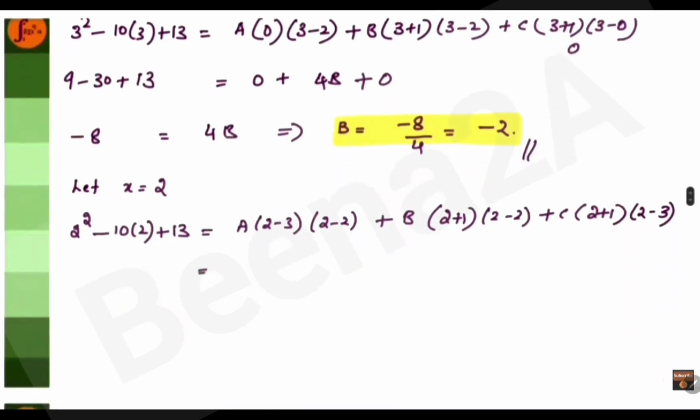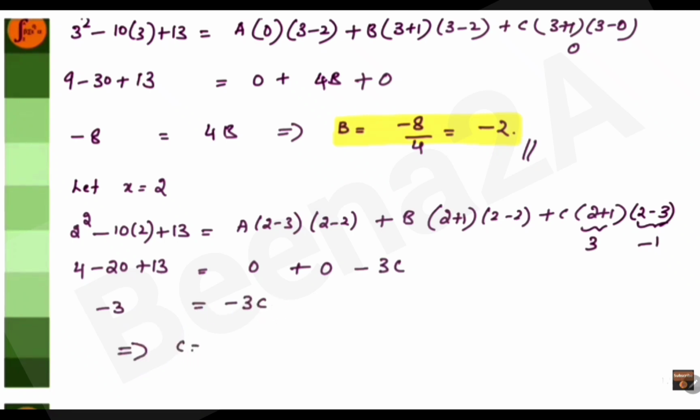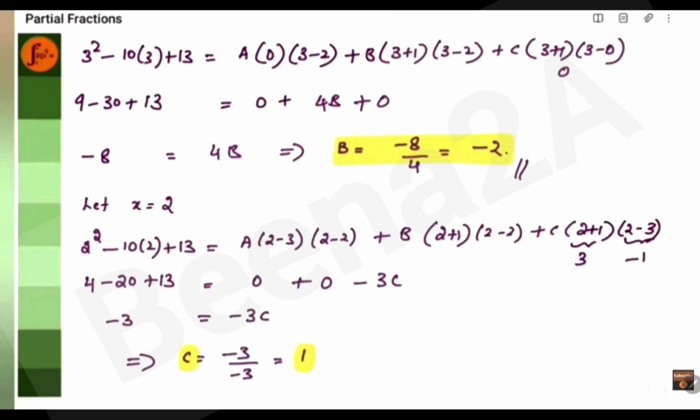So on solving this, we'll get 4 minus 20 plus 13, we'll get 0. This will be 3, this will be 0, minus 3c. This will be 3 and this will be minus 1. So minus 3c. And this is minus 3. Minus 3 is minus 3c. This is nothing but c is equal to minus 3 by minus 3. C is equal to 1. So now we have got the values of b and c.